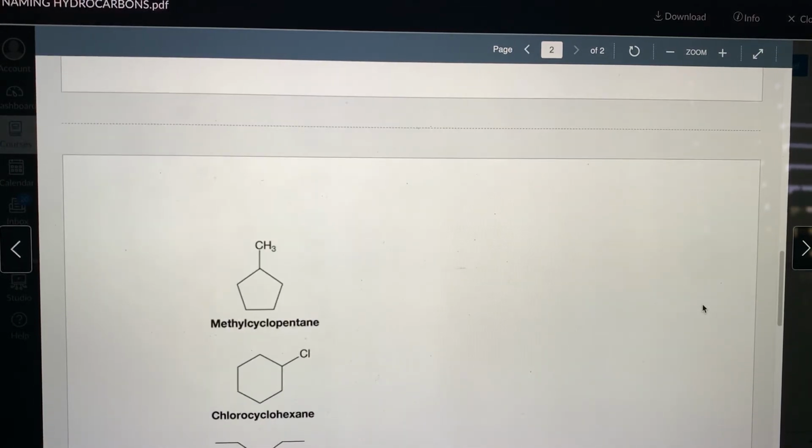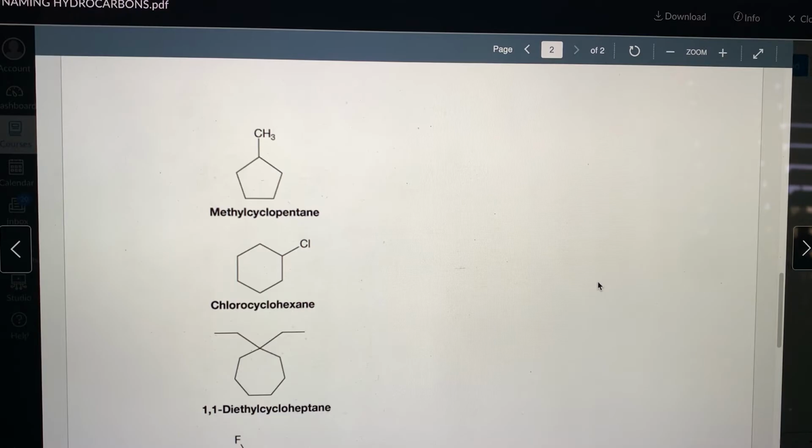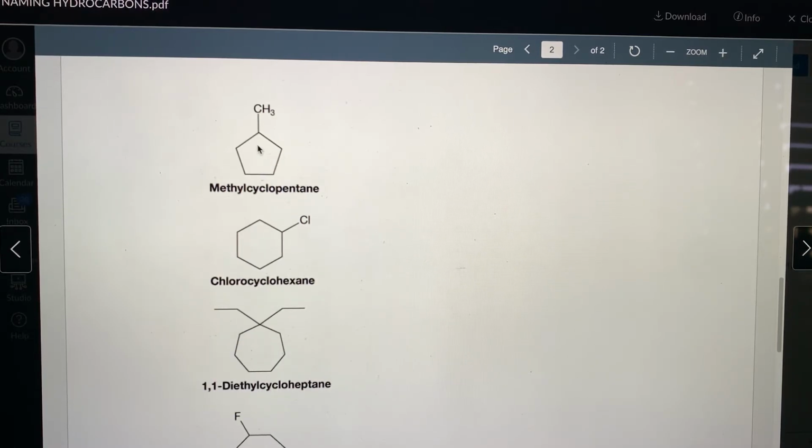Now for cyclic alkanes, if you only have one substituent, you don't need the number because it's going around anyway. So it's always going to be 1 right there. For example, methylcyclopentane. And if you have a chloro, then this is chlorocyclohexane, because it's a 6-carbon closed structure.